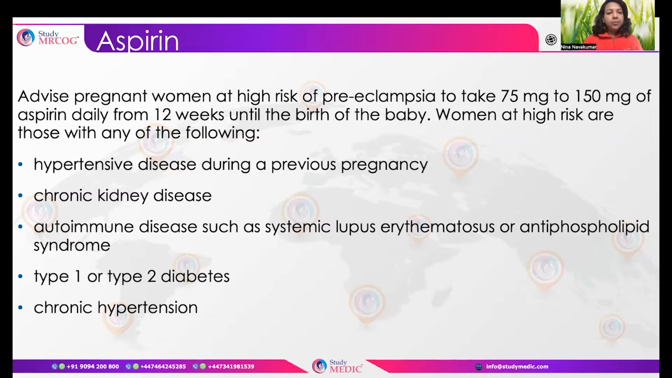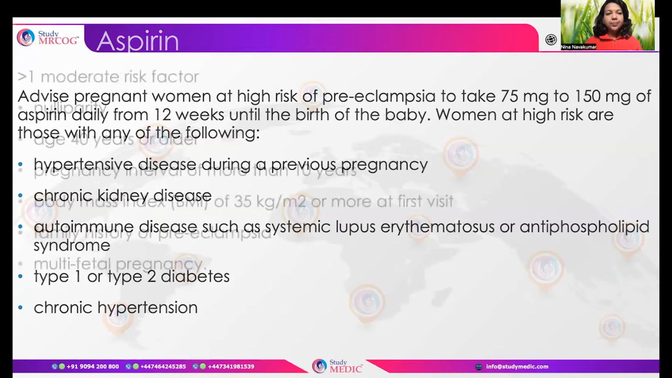So high-risk women include those with any history of hypertensive disorder of pregnancy in previous pregnancies, any history of chronic kidney disease, autoimmune disorders like systemic lupus erythematosus or antiphospholipid syndrome, type 1 or type 2 diabetes mellitus, or chronic hypertension. In these cases, we need to start them on aspirin, even if one major risk factor is there. That is, these are all major risk factors.